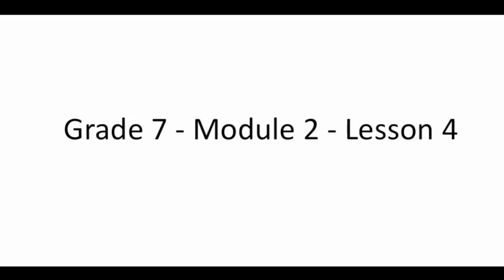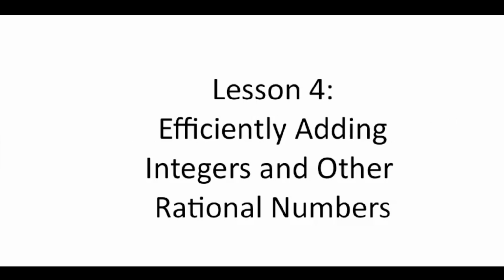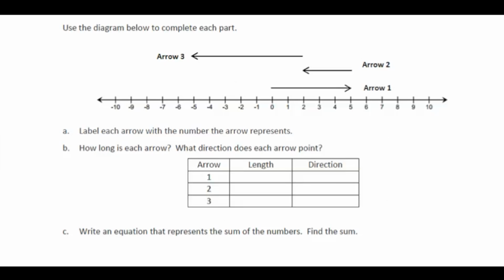This is Grade 7, Module 2, Lesson 4. The focus of this lesson is on efficiently adding integers and other rational numbers. We are going to look at problem number 3 from the problem set. It says, use the diagram below to complete each part. Question A. Label each arrow with the number the arrow represents.